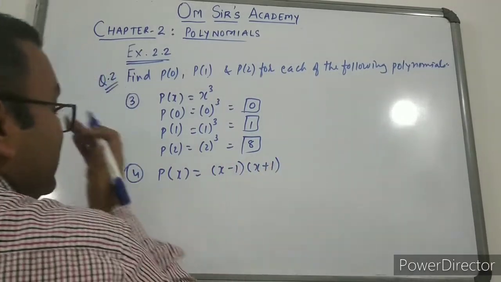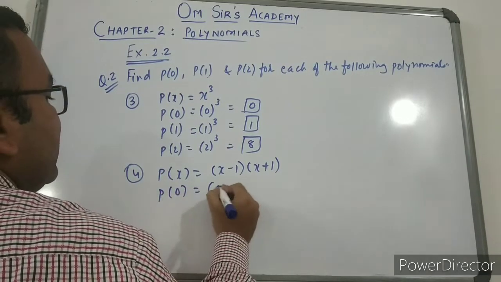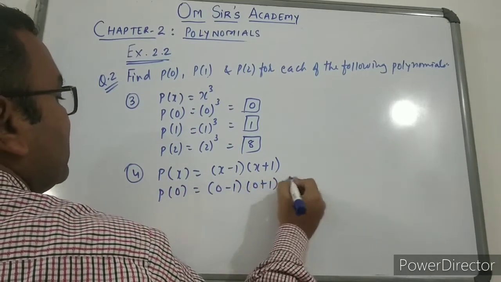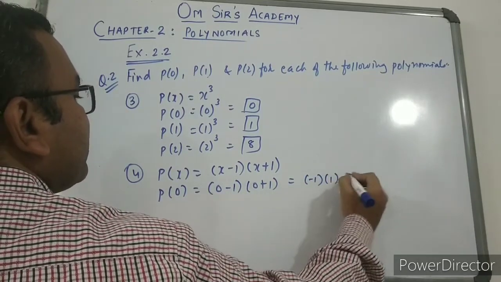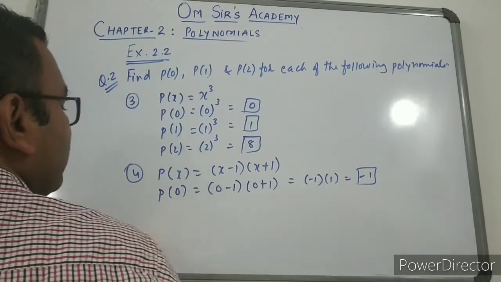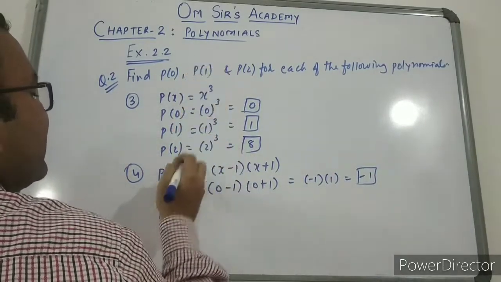So now see friends, instead of x we put 0. So it is 0 minus 1 into 0 plus 1. So what is 0 minus 1? It is minus 1, and 0 plus 1 is plus 1. Minus 1 into plus 1, answer is what? Minus 1.